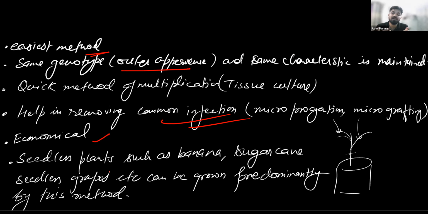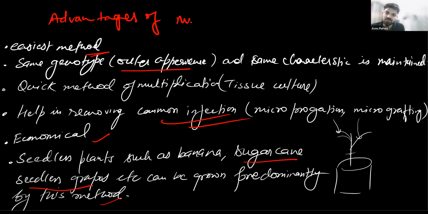So this is the simple answer: seedless plants such as banana, sugar cane, seedless grapes, etc., can be grown predominantly by this method. Okay, so please note it down. Note it down. The advantages of micropropagation. Okay, note it down.